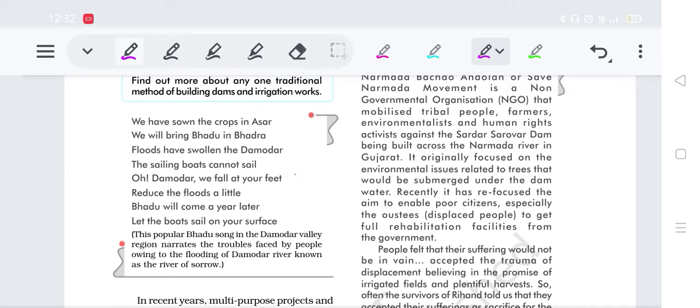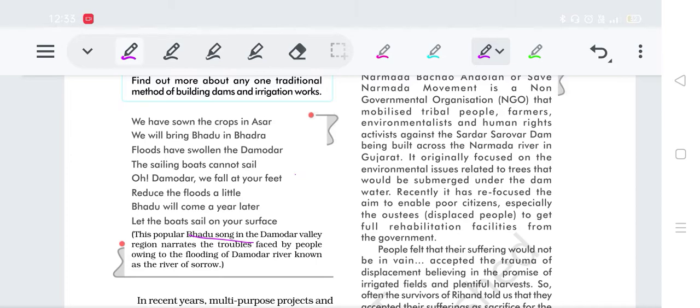We have sown the crops in Asar, we'll bring Bhadu in Bhadra. Floods have swollen the Damodar, the sailing boats cannot sail. O Damodar, we fall at your feet, reduce the floods a little. Bhadu will come earlier, later, let the boats sail on your surface.